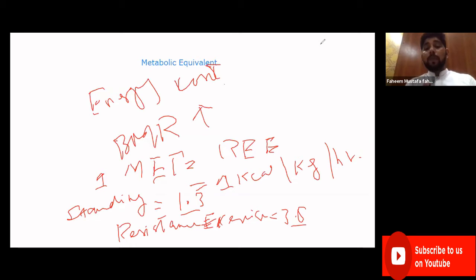So let's discuss how we can use the Met score to calculate the calories that will be required to perform that activity. To calculate the total energy expenditure of a specific physical activity, we must know the Met score of that physical activity. So here I'm sharing a table with you. This table is summarizing the Met score of different physical activities.